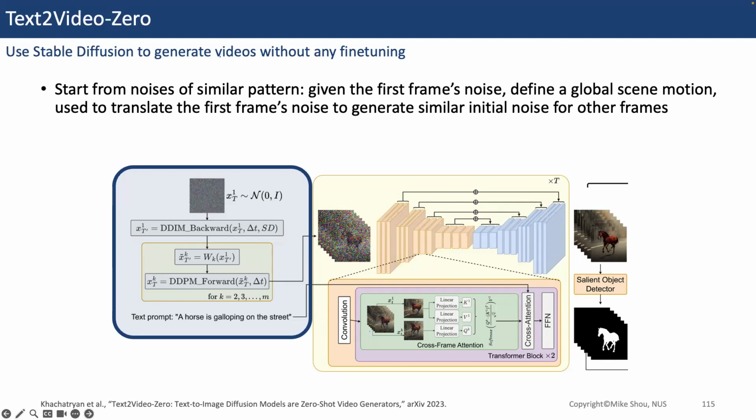After randomly sampling the noise for the first frame, they create noise for the rest of the frames by translating the initial noise slightly to the left each time. So this translation adds the motion to the noise, but it retains very similar patterns across frames. So as a result, the generated images of the video maintain consistency.